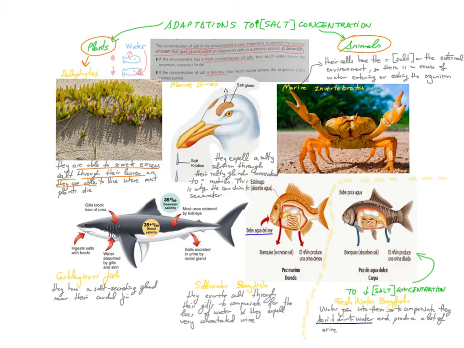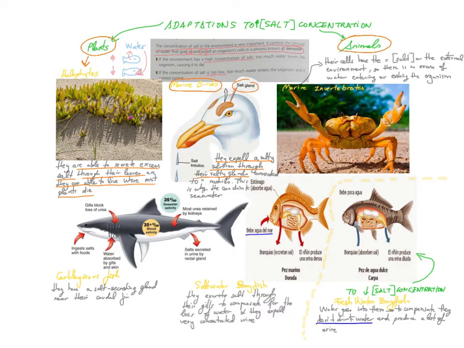And because of this, they are able to live where most plants die. Other adaptations to high concentration of salts in marine birds are that they expel a salty solution through their salt glands.